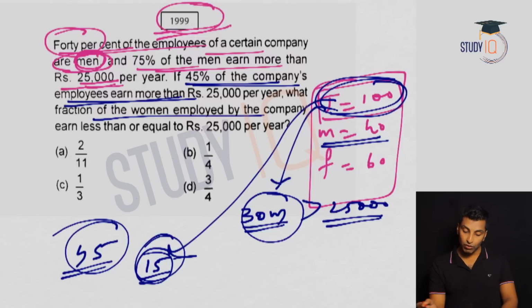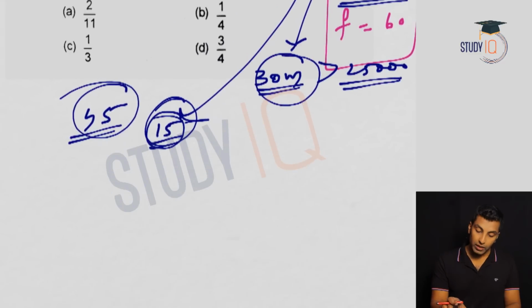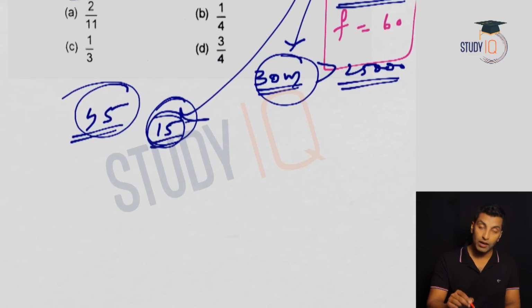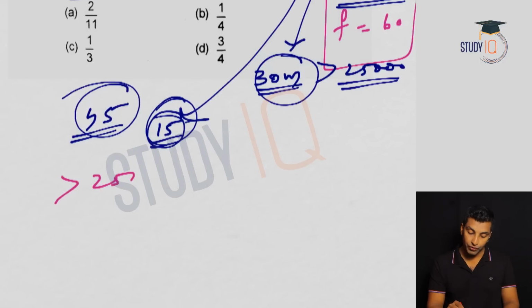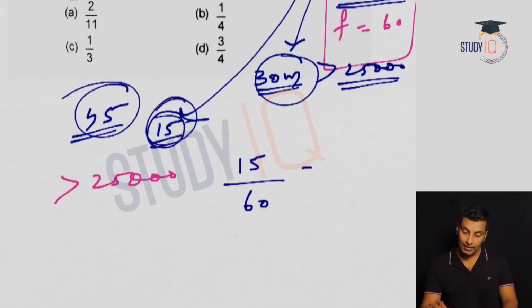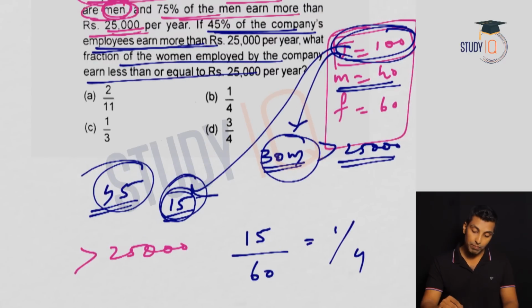Now what fraction of the women employed by the company earn less than or equal to 25,000 per year? See, the question is not about what fraction of the women earn more than 25,000. If it were, you know 15 women earn more than 25,000 divided by total women 60. So your answer is 1 by 4. Then you will mark B as the answer.